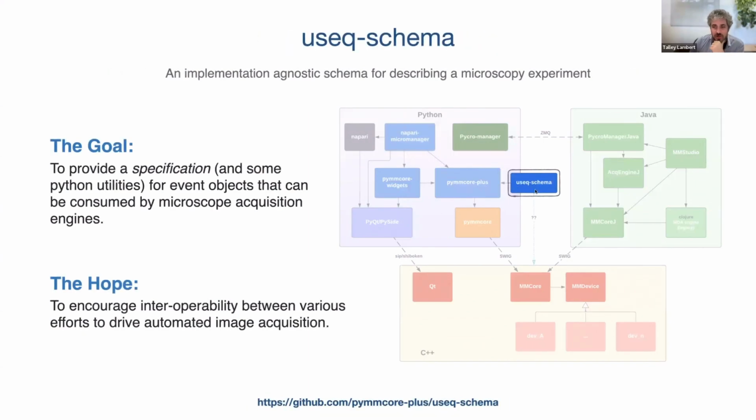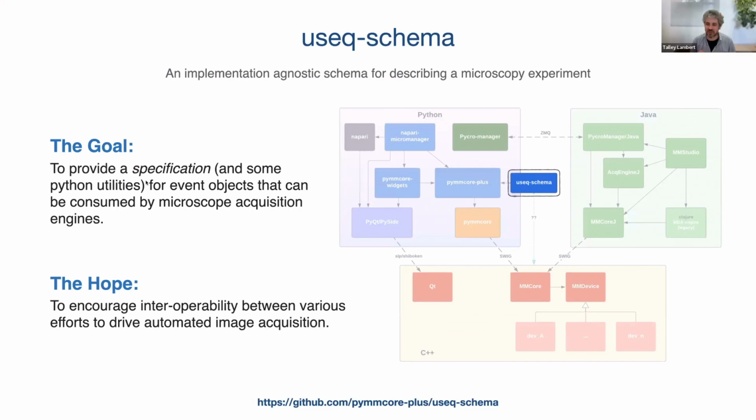Now, I haven't talked much about USeek schema yet, but it's really important to how all these things work together. And let me tell you about it. USeek schema is essentially a specification. It's an implementation agnostic schema for describing a microscopy experiment. And by experiment here, I simply mean a sequence of events. So the goal here is to provide a specification and some Python utilities for event objects that can be consumed by any sort of microscope acquisition engine.